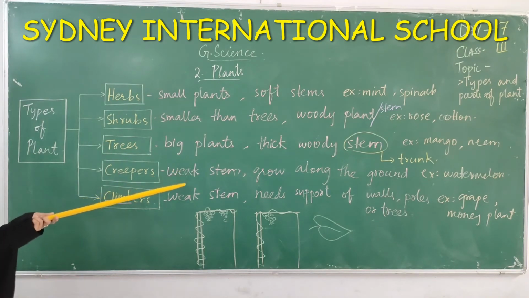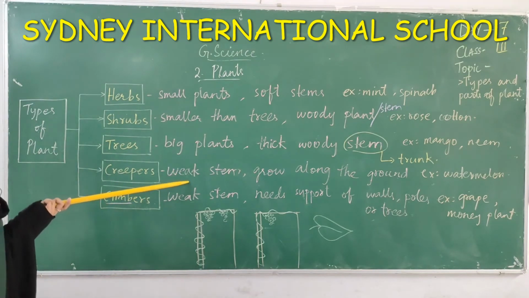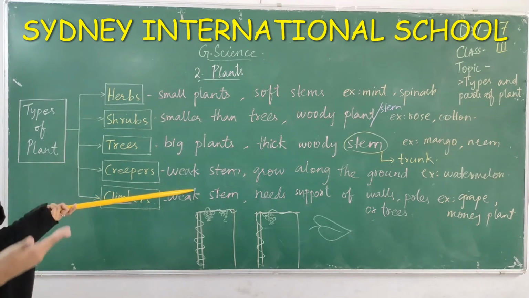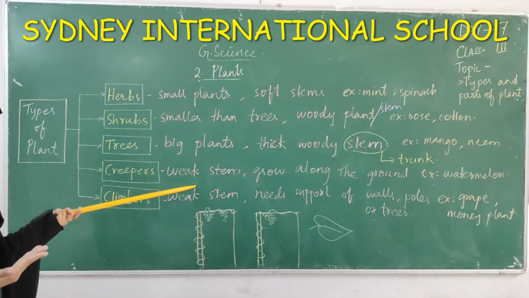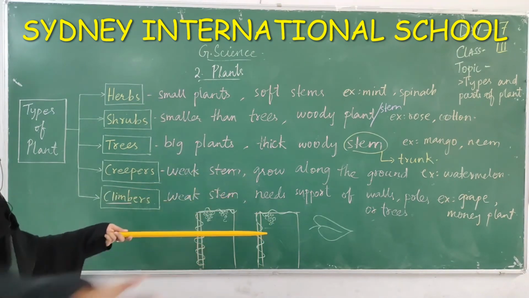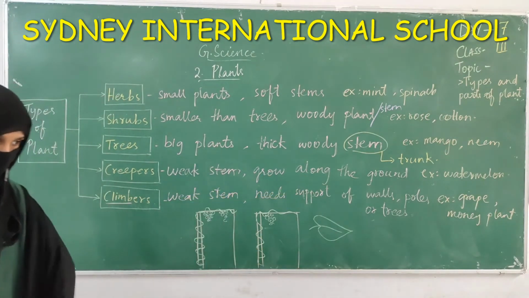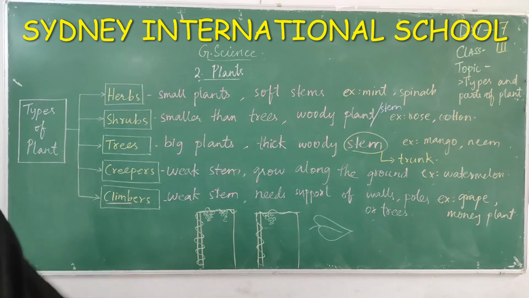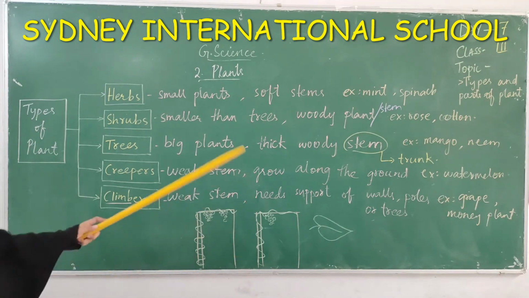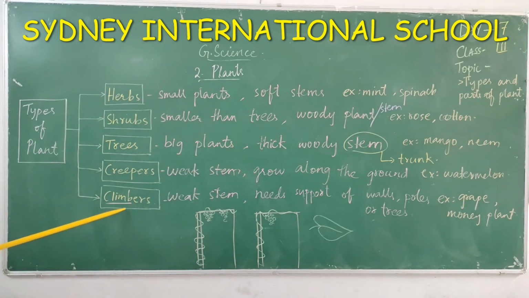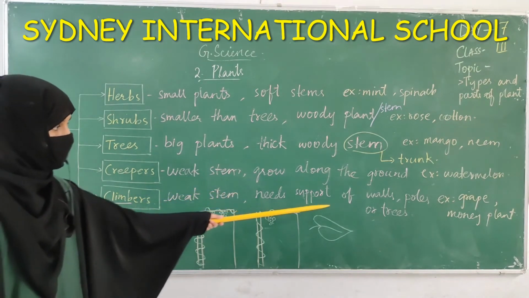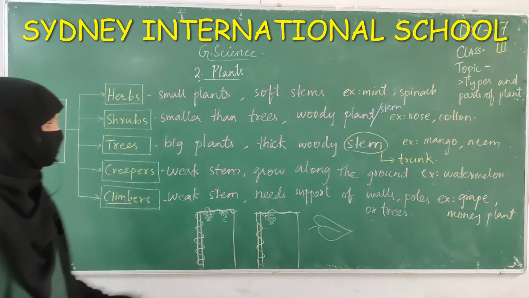Next, creepers. Creepers have weak stem and because they have weak stem, they can't grow above the ground to a certain height. That is why they spread themselves around the ground and grow along the ground. Like a bed sheet, they spread themselves on the ground and they grow. Example, watermelon.